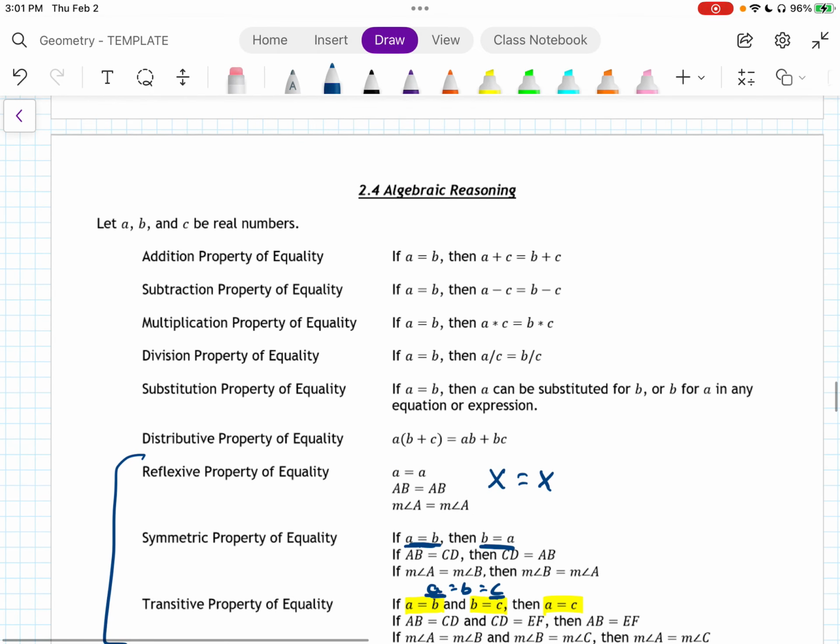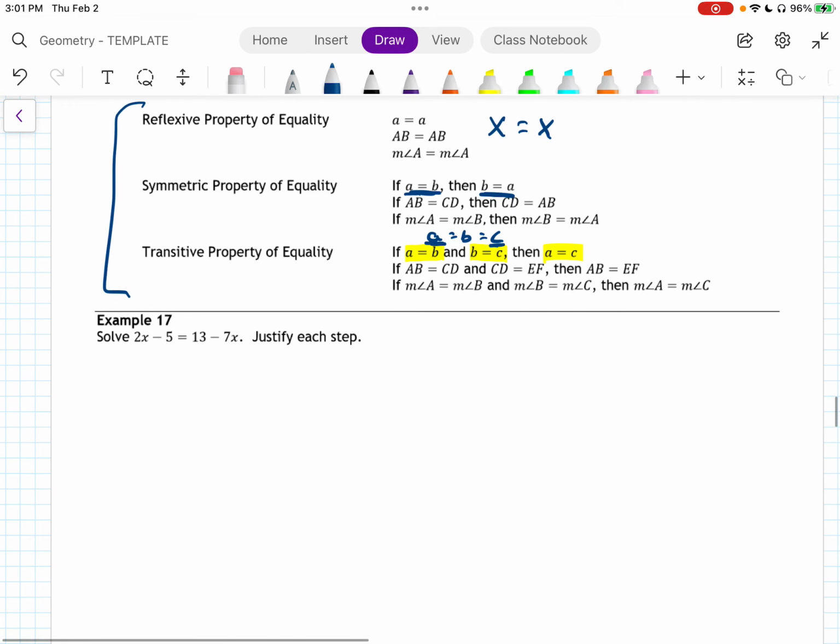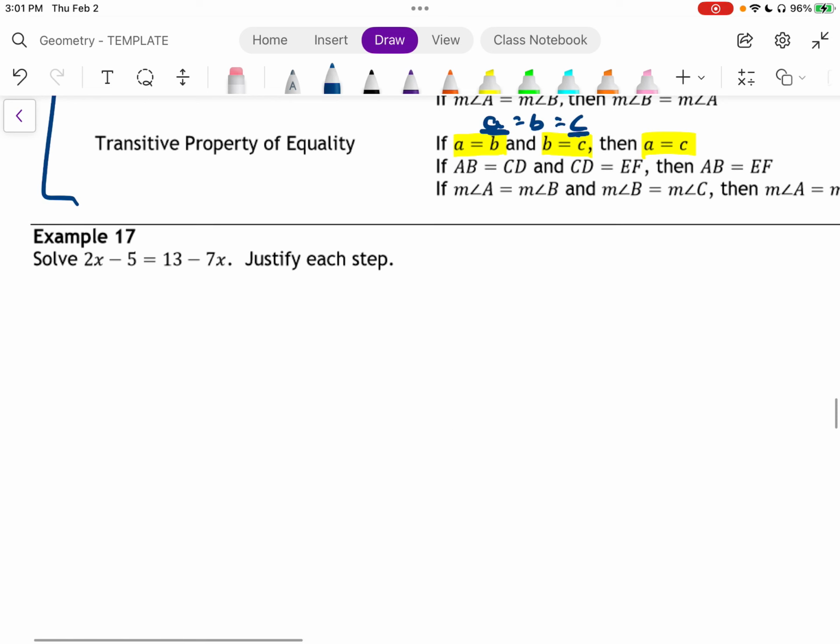Now, these other ones here, we should really know those already. We might have forgotten the words distributive property. Hopefully remember that. Substitution, we know what to substitute means, to plug in, and then the other four. Let's scroll down. Let's look at this. Solve this guy, justifying each step.